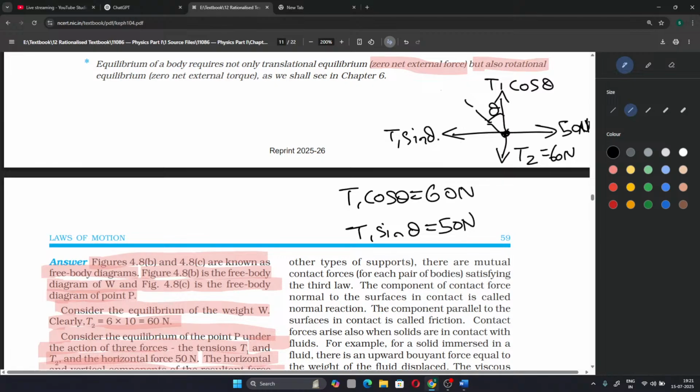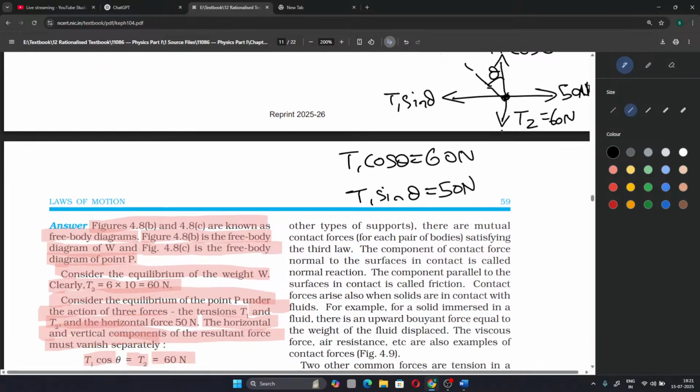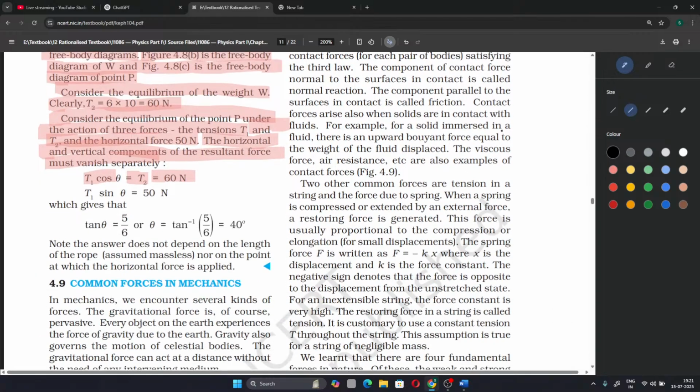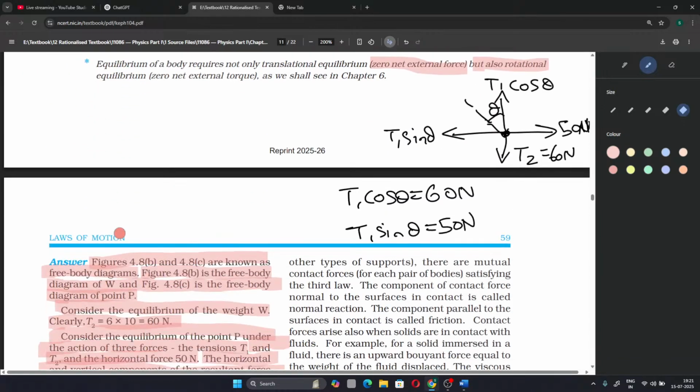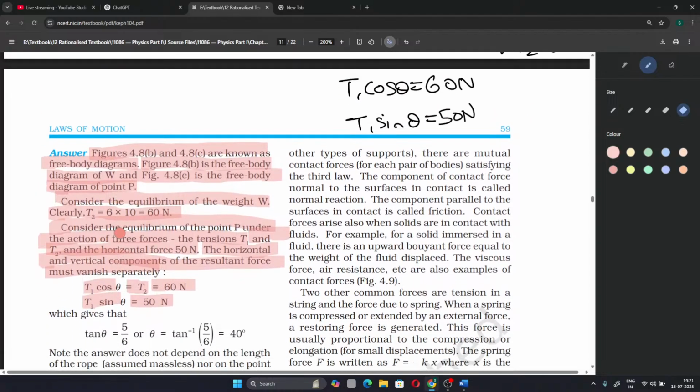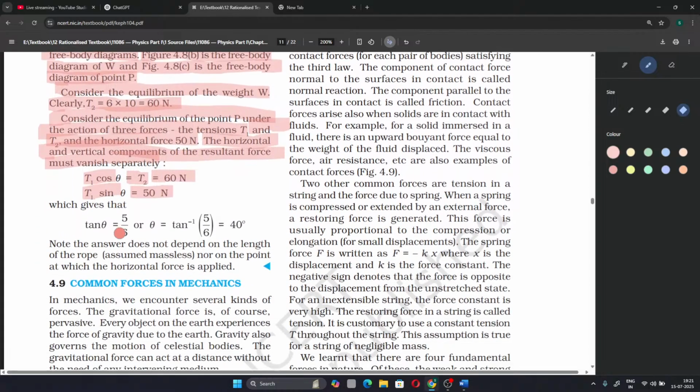That is the only reason. When they are equal in magnitude, and they are opposite, we know that only if they are equal in magnitude can this particle at that point be in equilibrium. So we can see here, T1 cos theta equals T2, which is equal to 60 Newton, and T1 sin theta equals 50 Newton. That is what I wrote here. Yes, T1 cos theta equals 60, T1 sin theta is 50, which gives tan theta equals 5 by 6, or theta equals tan inverse 5 by 6, which we know the angle is 40 degrees.